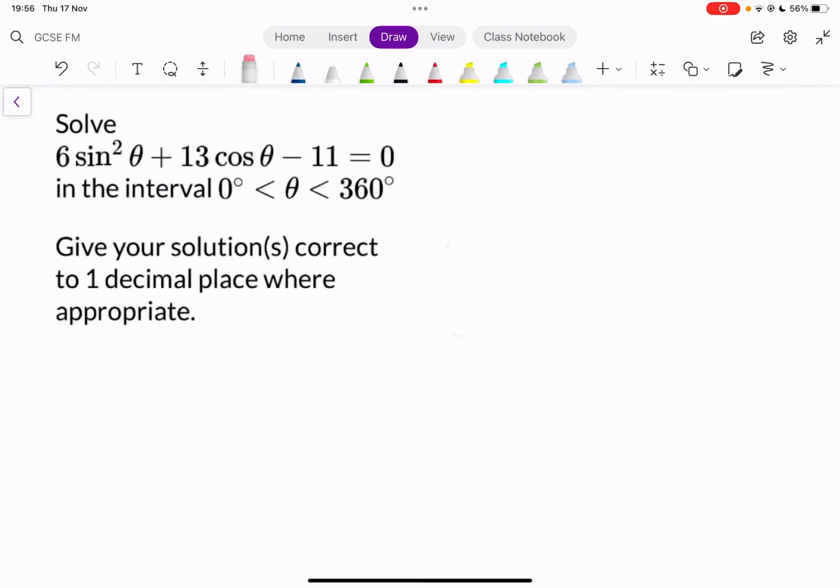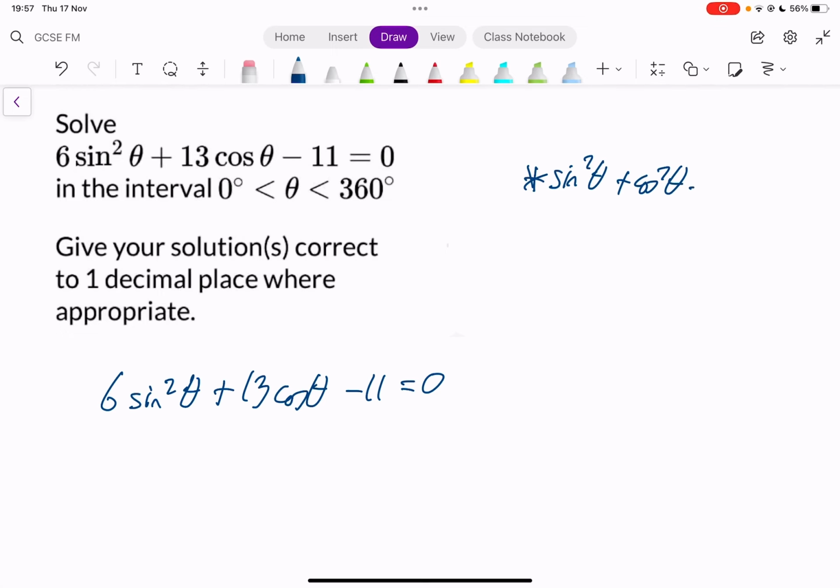It says solve 6 sine squared theta plus 13 cos theta minus 11 is equal to 0. Now, the problem with this one is you've got sines and coses mixed in, so that makes it a wee bit more complicated. Now, there's a wee identity, which is that sine squared theta plus cos squared theta is equal to 1. And you won't see the proof of this until A-level maths, but it's very easy to work with.